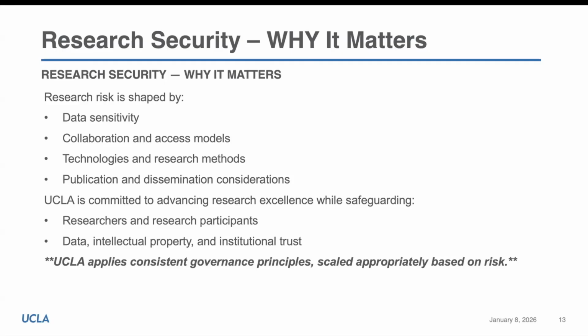And lastly, how research is published and disseminated can also shape the risk associated with research, particularly around intellectual property and compliance. The goal at UCLA is to advance research excellence. It's not to slow it down. We're here to help you make all the great research activities and things you do successful, right? You're not in this alone, and we're partners right alongside you. The idea is to strike the right balance between supporting innovation while meeting legal, ethical, and security responsibilities.